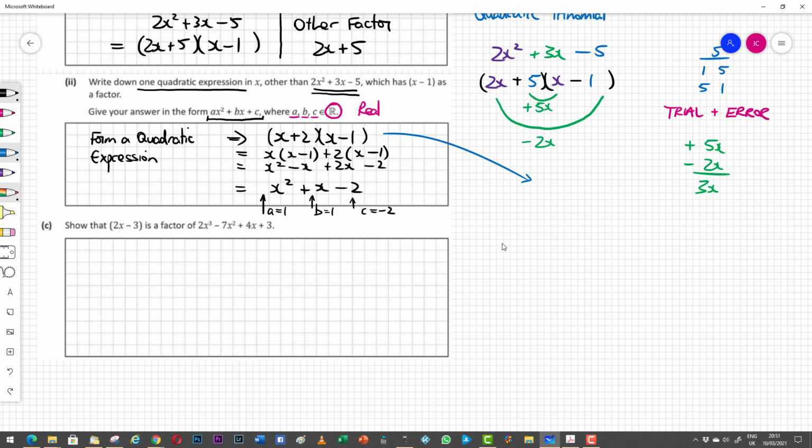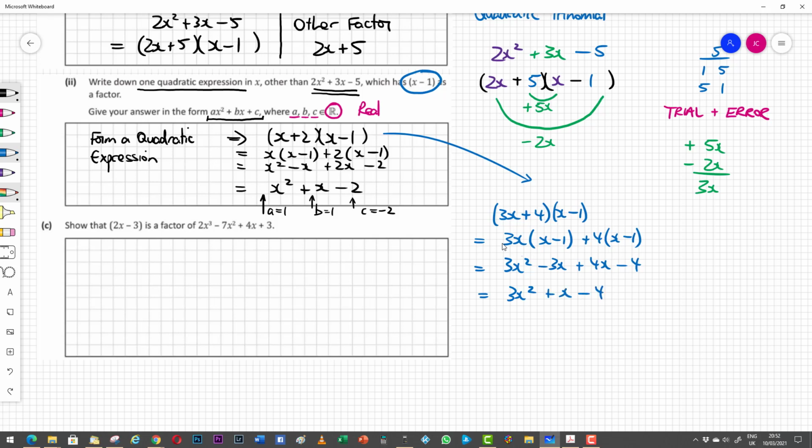So I've said x plus 2 times x minus 1. I could have said 3x plus 4 by x minus 1. The only condition is that x minus 1 has to be one of the factors. So if I multiply this out, I have 3x on x minus 1 plus 4 on x minus 1. So that's 3x squared minus 3x plus 4x minus 4. And then tidying this up, we have 3x squared plus x minus 4. So there's another possible solution.